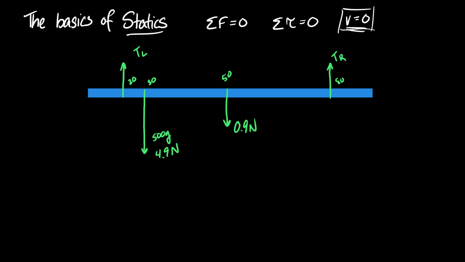Now, it's not clear to you because I didn't do it, but I'm pretty confident that I can hang that mass on the meter stick and the meter stick won't go anywhere. So this particular problem satisfies the conditions for being in static equilibrium. Net force equals 0, net torque equals 0, and the velocity of the object is 0.